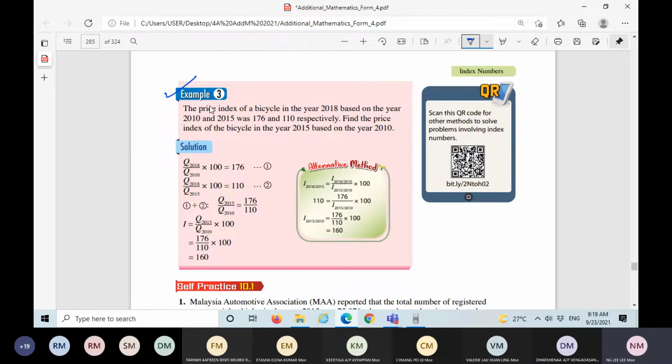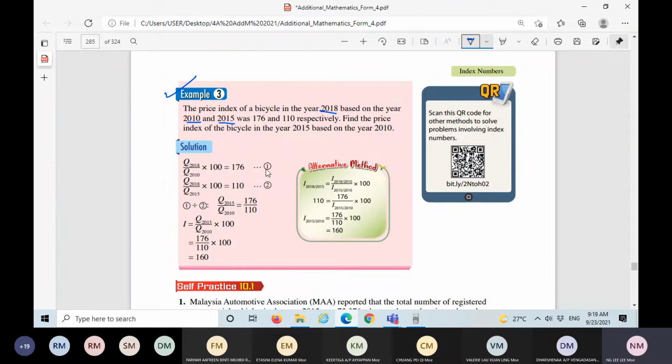The price index of a bicycle in the year, this is the one I say involves 3 years. You have year 18, and then you have year 2010, and then you have year 2015. They start with the price index of the bicycle in the year 2018 based on the year 2010 and 2015 was 176 and 110 respectively. Means they give you the price index: 18 based on 10 is 176, 18 based on 15 is 110.